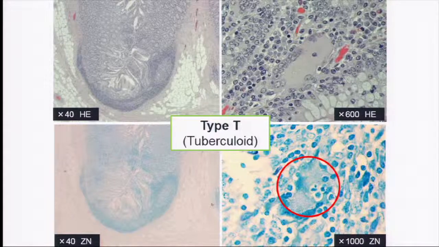This is T-type area. This type shows a region resistant to the MAP infection, including macrophage infiltration in the apex of the villi and the formation of multinucleated giant cells. Acid-fast bacilli in the cytoplasm of the giant cells are visible on ZN staining, but difficult to see on HE staining.